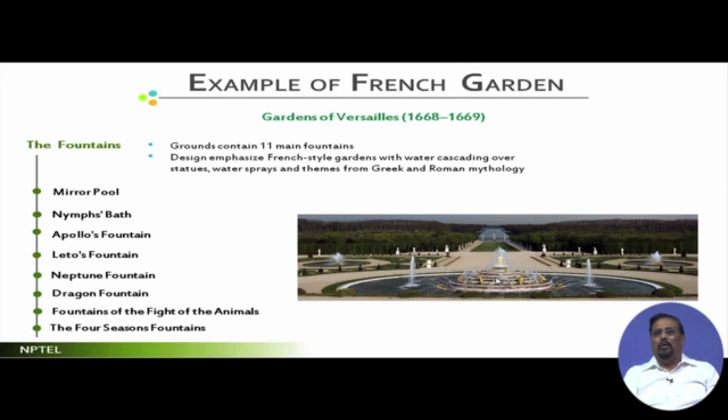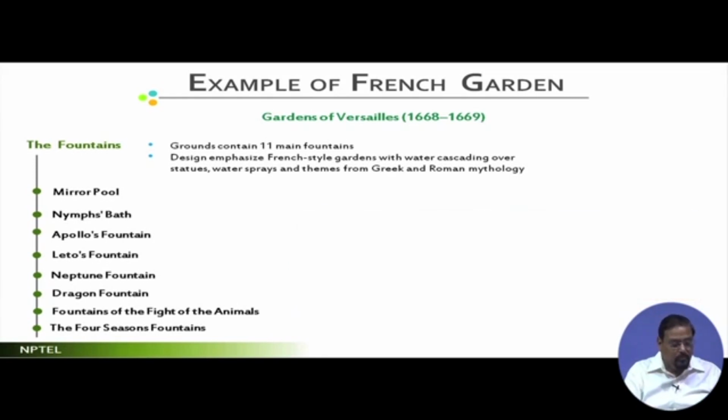And the Four Seasons fountain. Now, if you see here, we have mentioned that there are 11 such main fountains, of which the Four Seasons fountains are placed over here, 1, 2, 3, and 4 at the back. These Four Seasons fountains, and the rest 7, make 11 fountains. These 11 fountains are the very strong elements of the Versailles example.